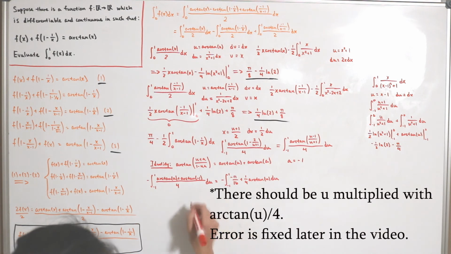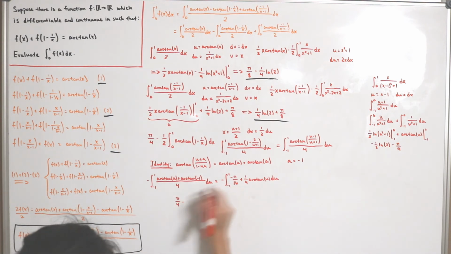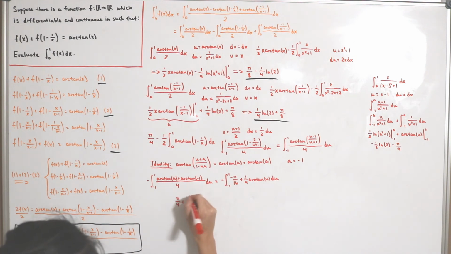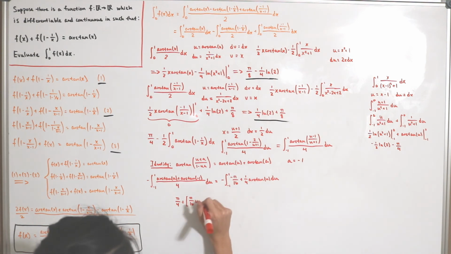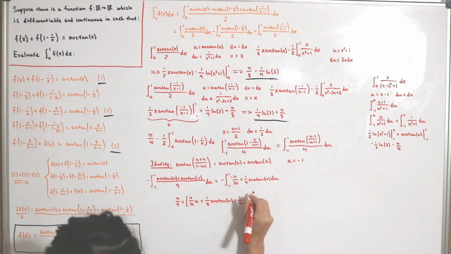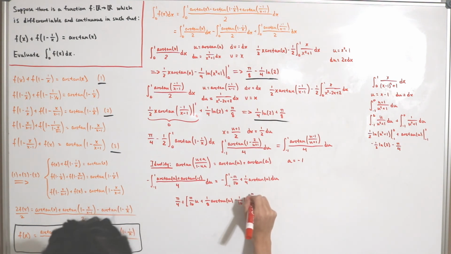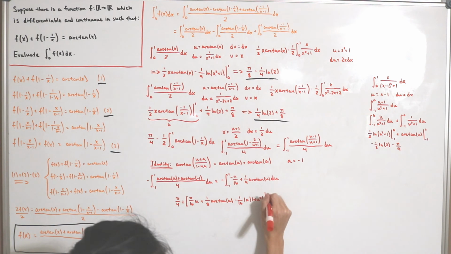Therefore, now I'll just add back the pi/4 from over here. So it's pi/4, and then subtract. Now I can factor out the negatives, so that means this would be positive. Integrating this is pi/16 u, plus 1/8 arctan of u, minus 1/16 ln of 1 plus u squared, and this is from 1 to -1.